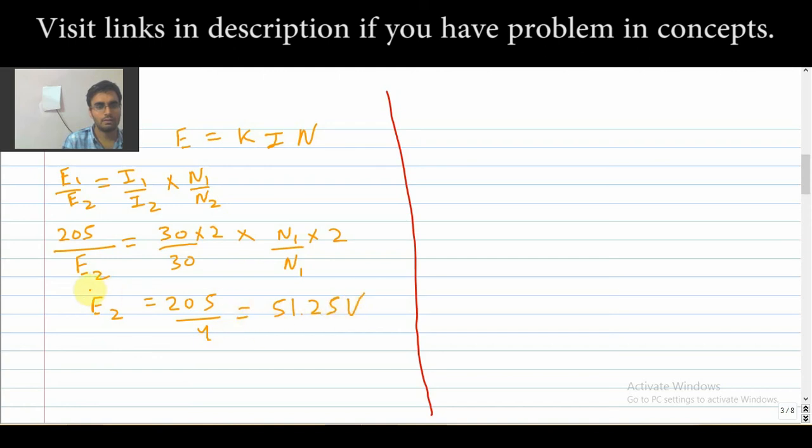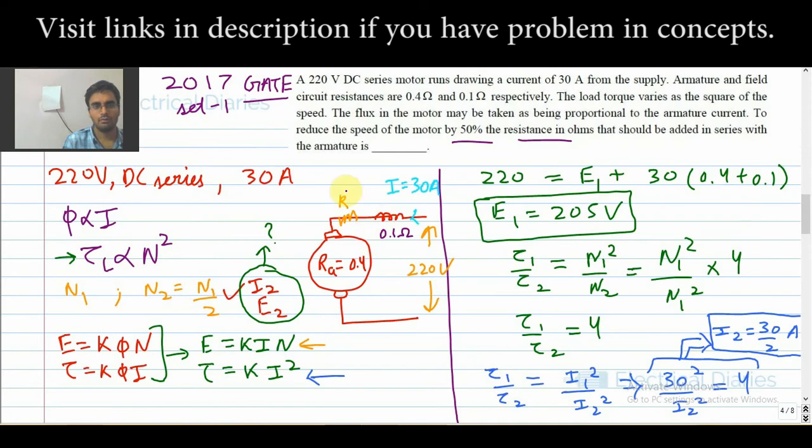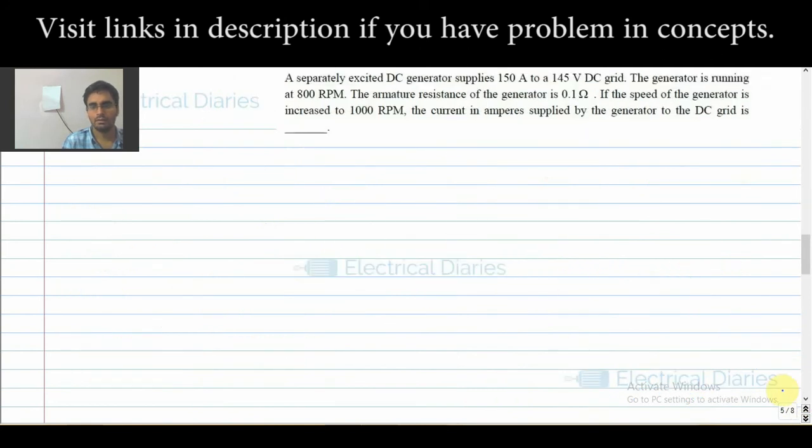So that is your E2. Now I told you, you have to find this R. So this is your objective. Let us find it out by applying the KVL.